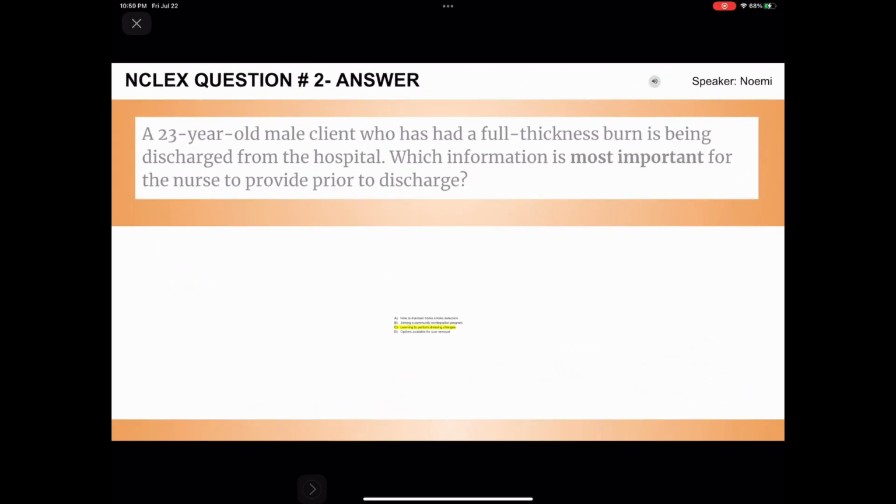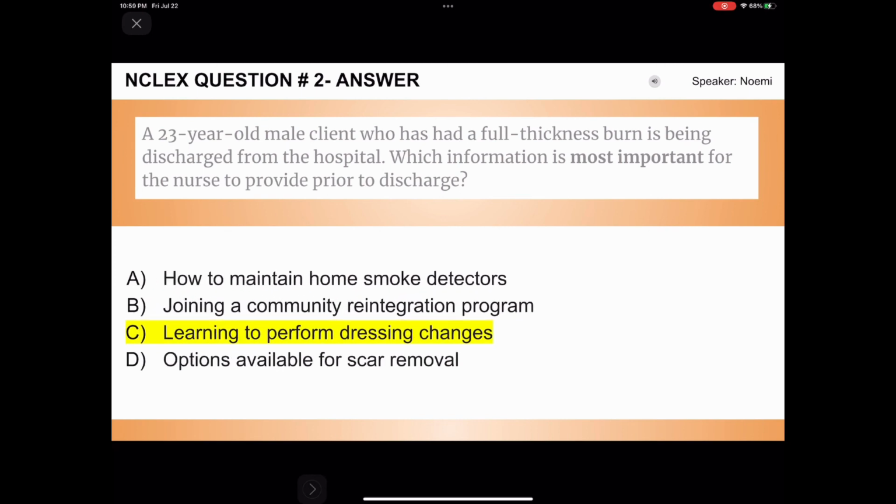The correct answer is C. Learning to perform dressing changes. Teaching the patient and their families to perform dressing changes is critical for the goal of progression towards independence. Proper management of burn injury through proper dressing changes helps prevent wound deterioration.